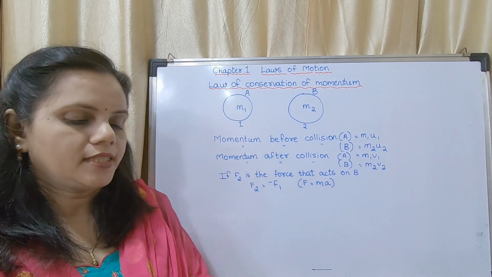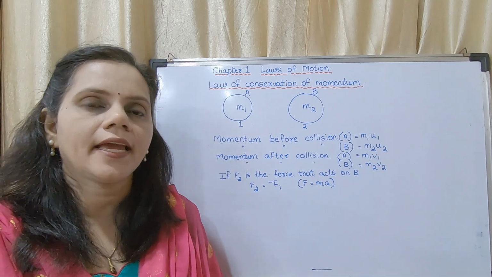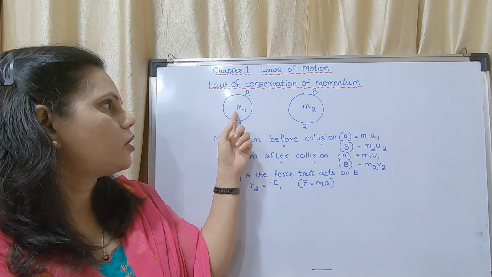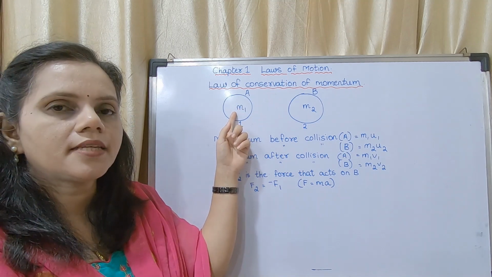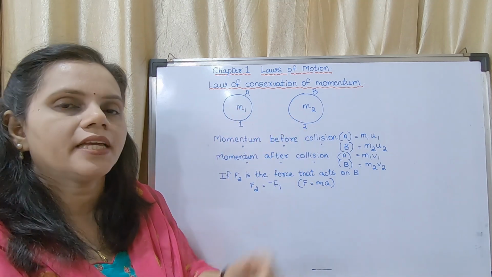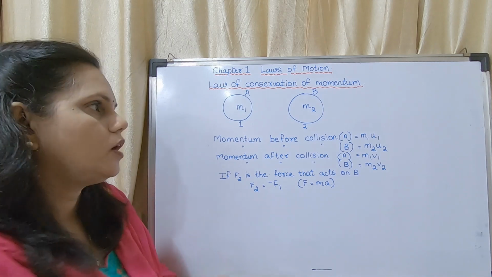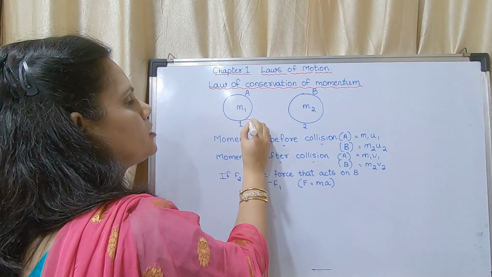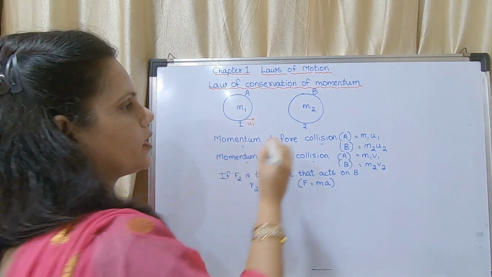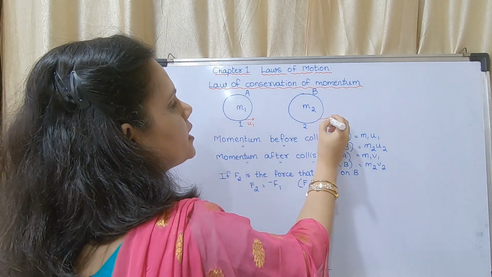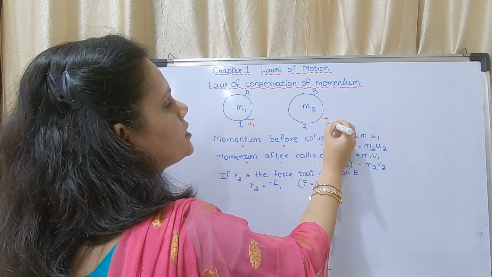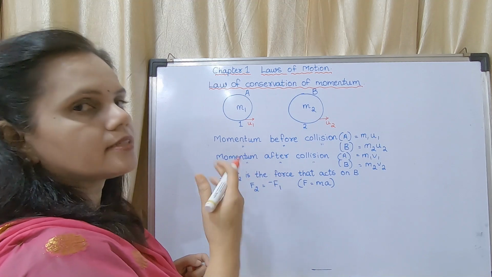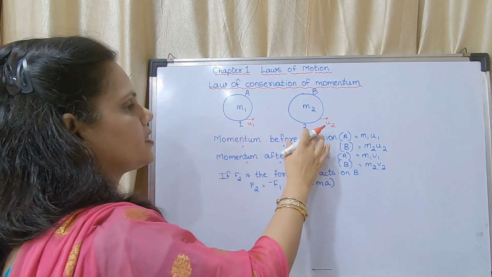Consider there are two bodies A and B. The body A has a mass m1 and the body B has a mass m2. This is moving in this direction, its initial velocity is u1, and this is also moving in this direction, its initial velocity is u2. Consider this is faster than this.